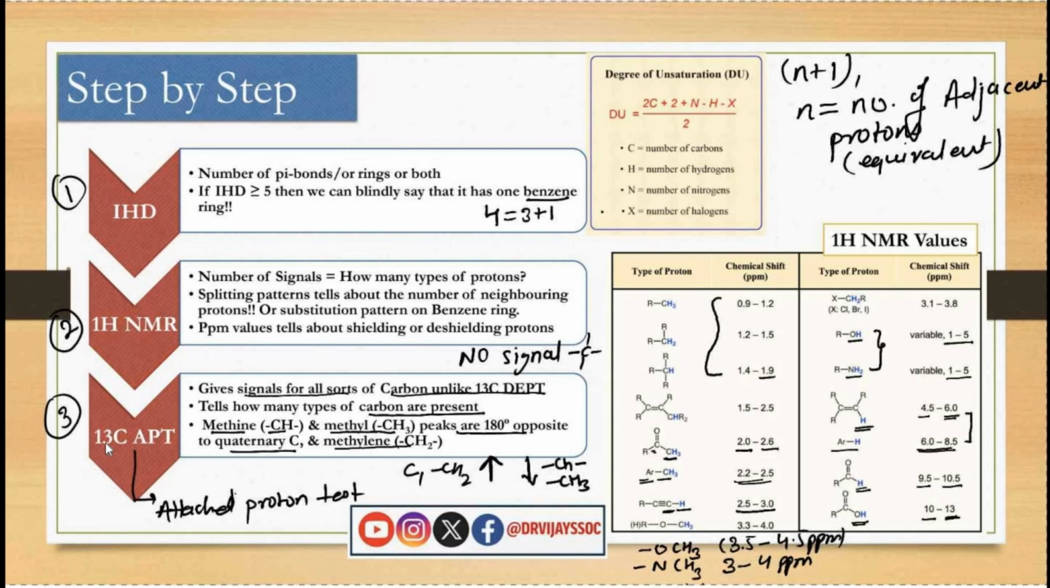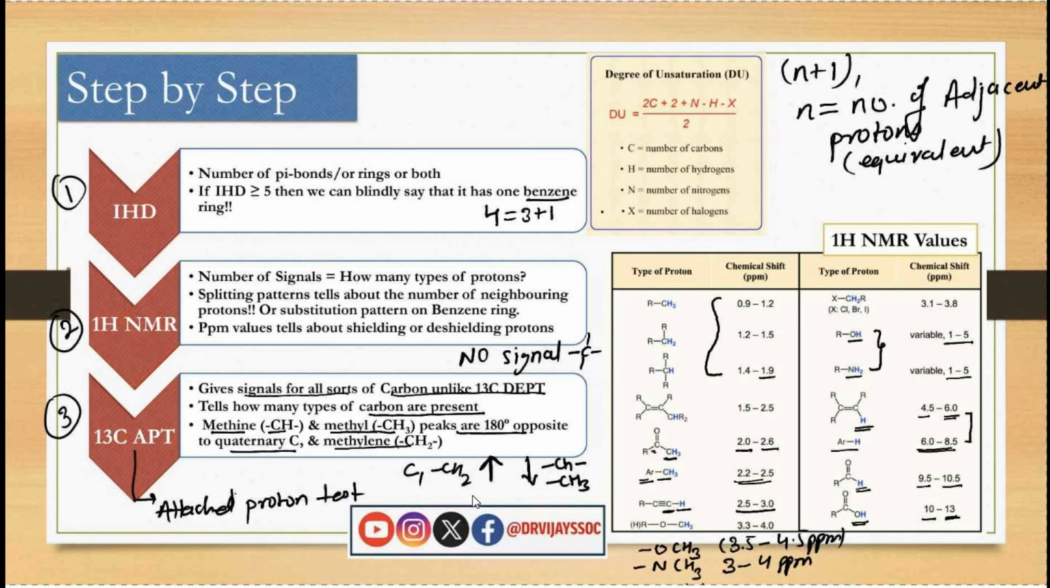Then the third step is 13C APT NMR. So we will look at 13C APT NMR, and we know that this NMR gives all kinds of carbon signals, but in 13C DEPT NMR we don't see a signal for quaternary carbon, the carbon which doesn't have any hydrogen. It also tells us how many types of carbons are present in a molecule. And we also learned that methine and methyl peaks are 180 degrees opposite to quaternary carbon and methylene carbon.